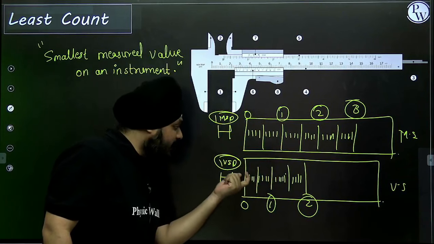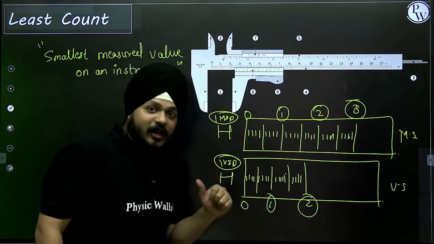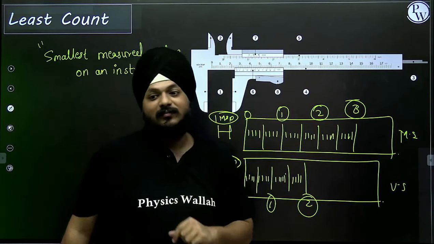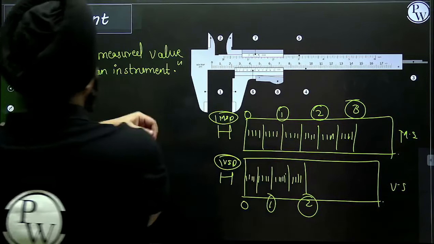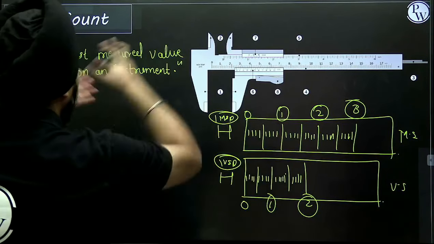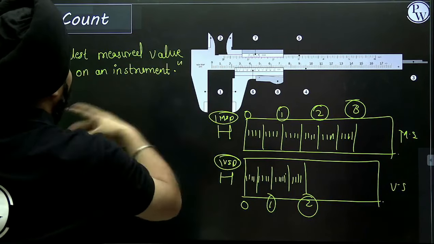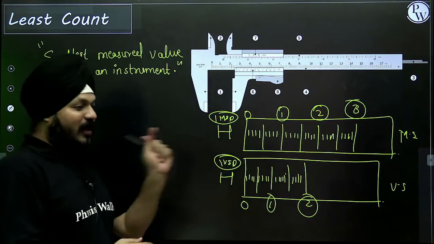The distance between two divisions on the Vernier scale, is it the least count? Is it the smallest value we are measuring on an instrument? Generally, whenever we are seeing an instrument in front, let us take an example. On the very first attempt, we can say yes, 1 VSD is the least count because it is the smallest measure. No.